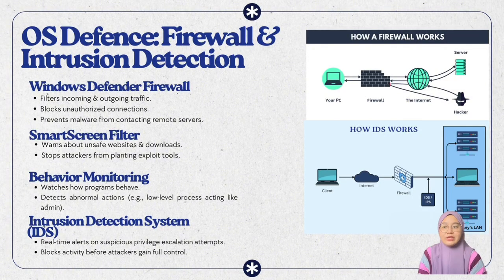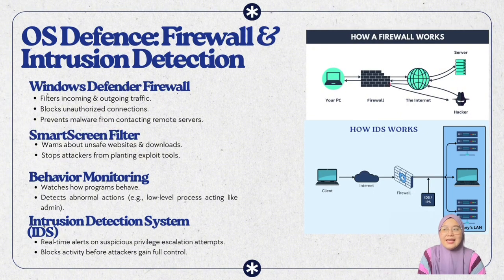SmartScreen evaluates the reputation of websites and files. If the file is suspicious or the site is unsafe, it warns the user before they continue. This proactive measure reduces the chance of the attacker planting exploit tools that could later be used to escalate privilege. So, SmartScreen helps stop attacks at the very beginning, before the malware even reaches the firewall.